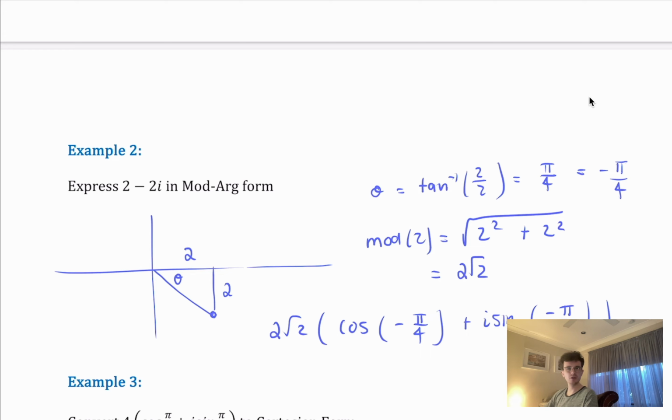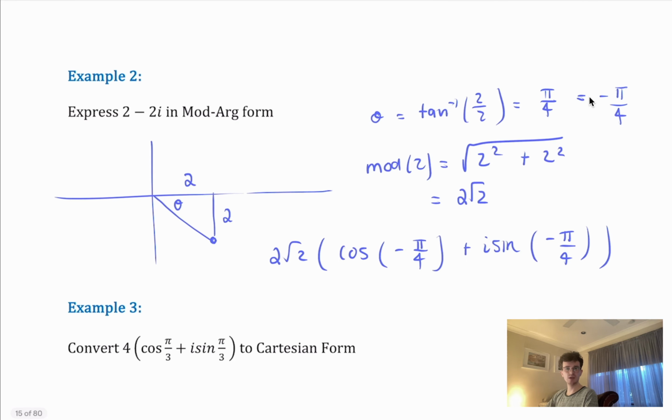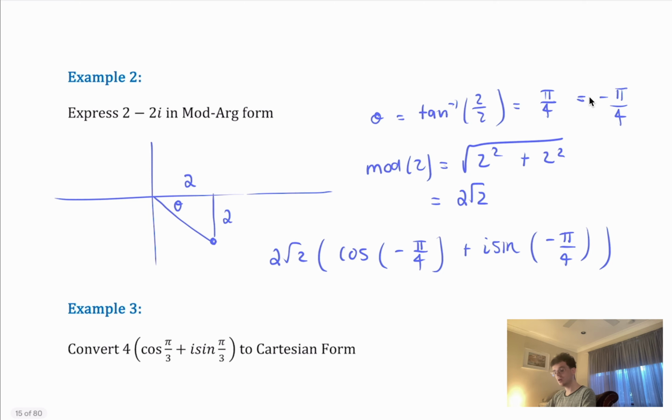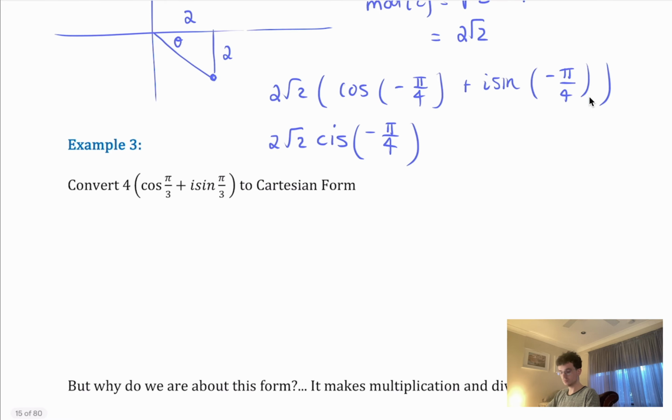And you're going to learn in the future all different ways that we can manipulate and change that. Often we write this as 2 root 2 cis negative pi on 4. The cis stands for cos plus i sine. However, they don't like you to use that notation as your final answer in the HSC. They're fine with you using it throughout your working, but not as your final answer.